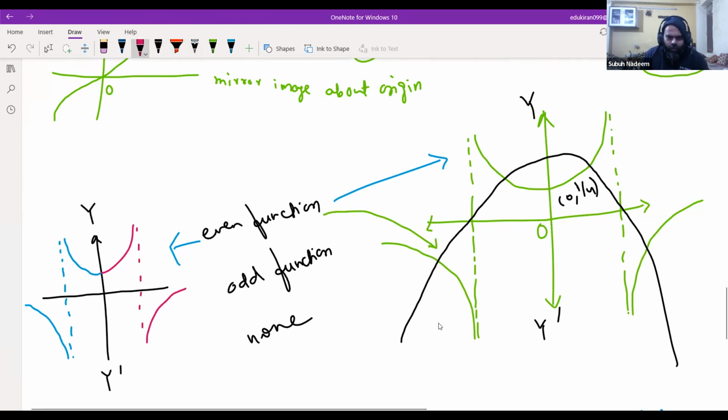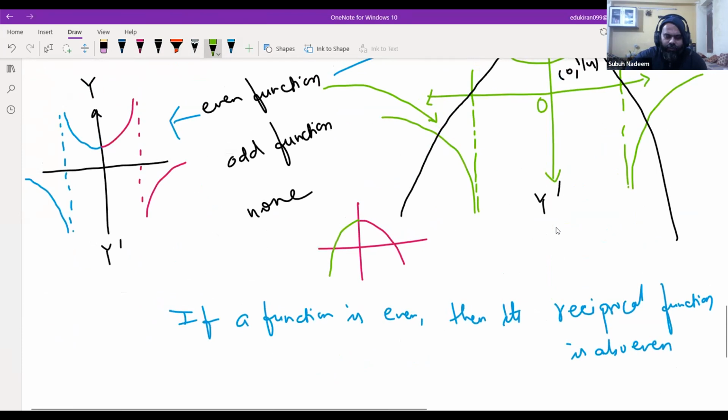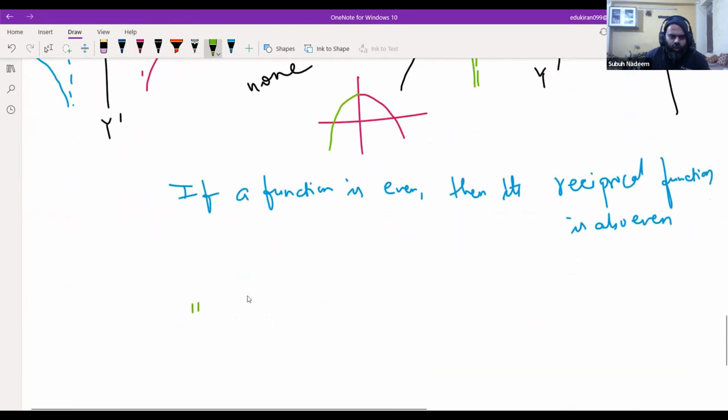This function is like this, that if you draw this part, you can take the mirror image on this part. So both functions were reciprocal functions of each other. So it is observed that if a function is even, then its reciprocal function is also even. Also, if a function is odd, then its reciprocal function is also odd.